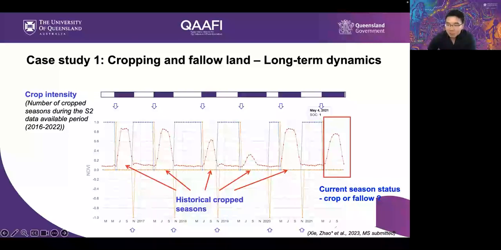And after detecting all these individual seasons, the aggregate of identified growing seasons within this study period from 2016 to 2022 is then quantified as crop intensity. And when we focus on examining the terminal portion of the NDVI series, we can then infer the current land use status, whether the agricultural land is under active cultivation or remaining fallow. This analysis contributes to the overarching estimation of active agricultural extent for the current season.